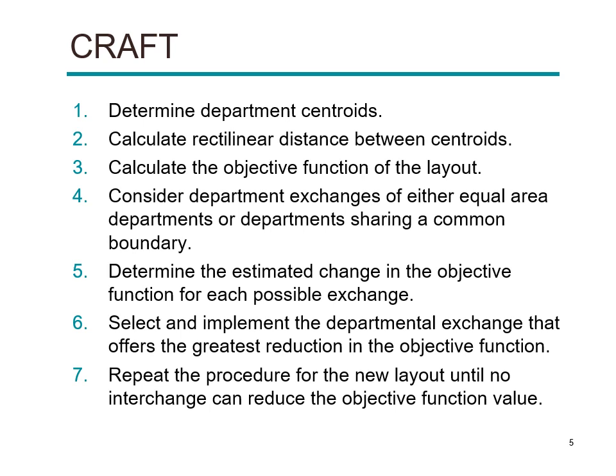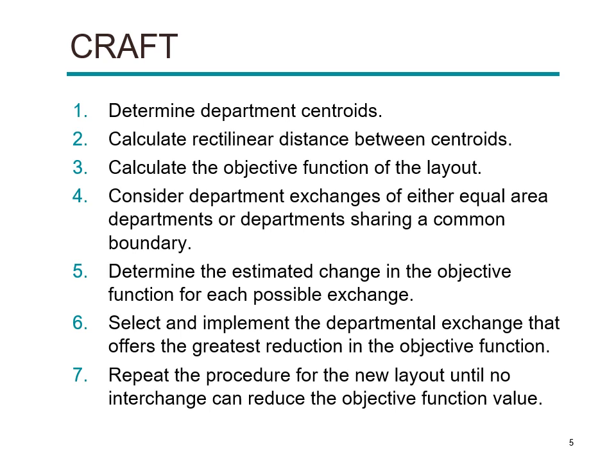The basic steps of the CRAFT algorithm are as follows. First is to determine the centroids of the departments. If the department shape is irregular, then calculating the centroid may be a little difficult, but if it's rectangular, then it's straightforward. Then, when you have the centroids of all departments, we can easily calculate the rectilinear distance between these centroids. Then we calculate the objective function value of the current or initial layout.